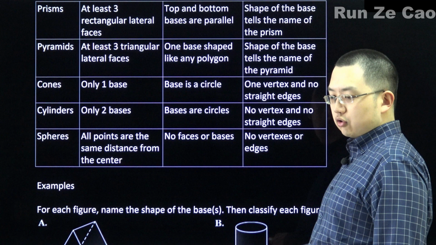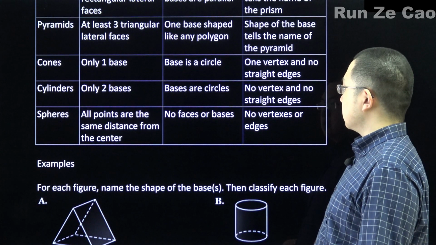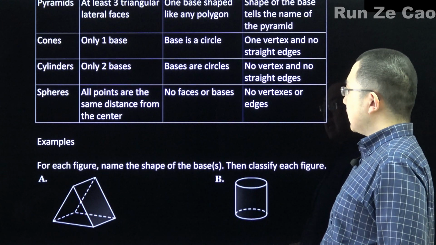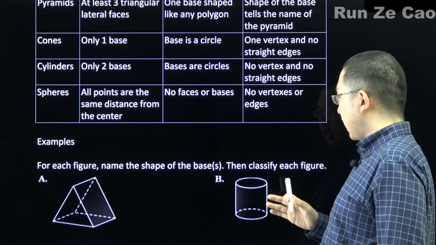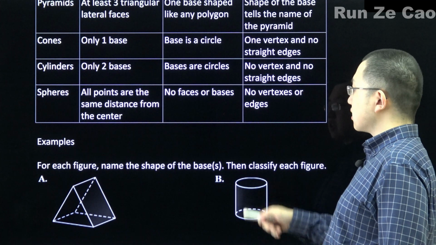Cylinders, they only have two bases. The bases are circles, and there are no vertices and no straight edges. Like say this is a cylinder.